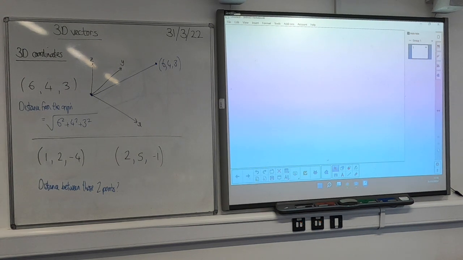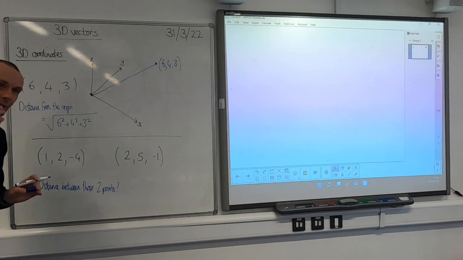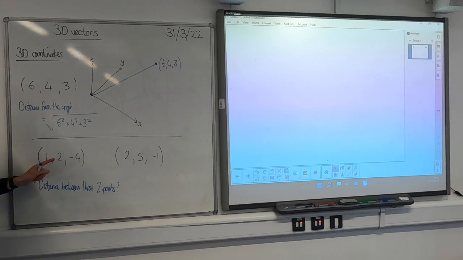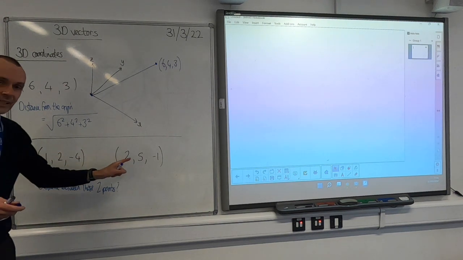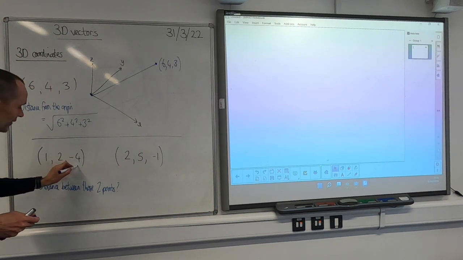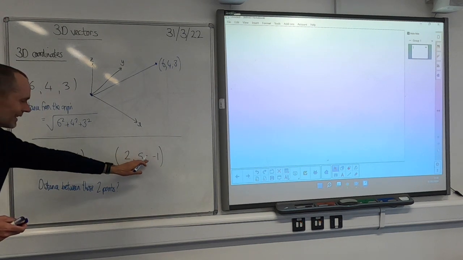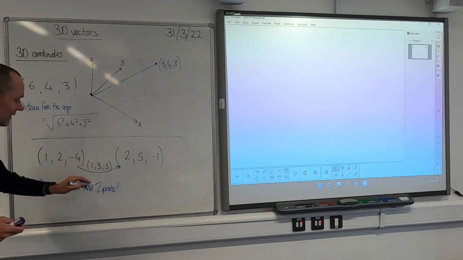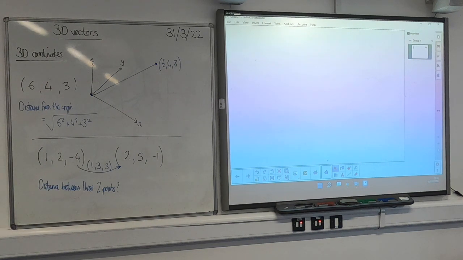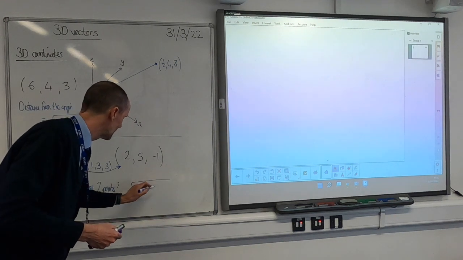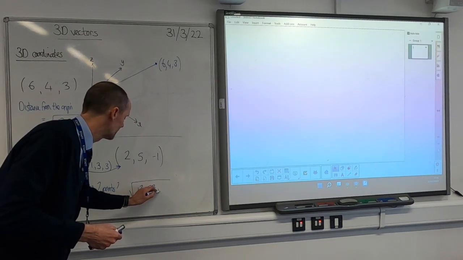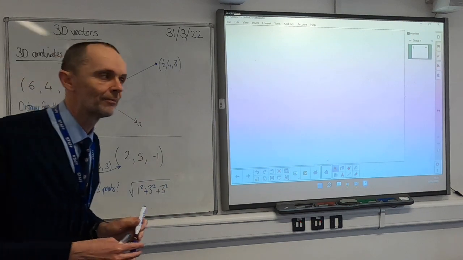It's the same problem, because all I need to think about is, if I make this my origin, how far do I go to get to here? So if I think about the difference, the change, I'm actually going along 1 in the x direction, up 3 in the y direction, and up 3 in the z direction. -4 to -1, that's coming up 3. So the distance between those two points is that.